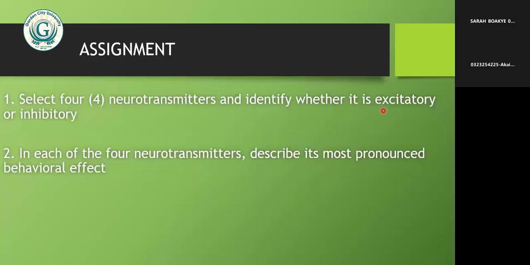Exactly. Yes, Sarah, ask your question. Good afternoon once again. Please, does it mean that the action potentials only go in one direction? They don't go back to their original state. If they are going forward, that's where they are going.